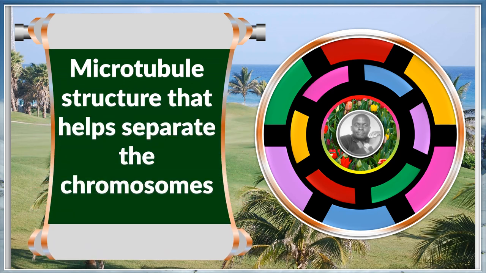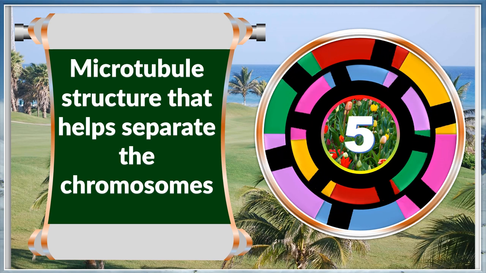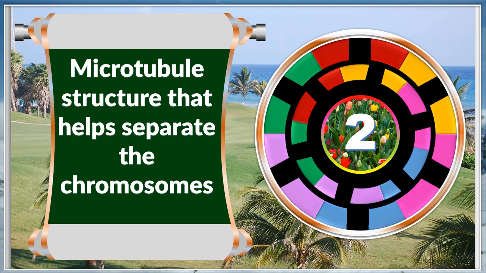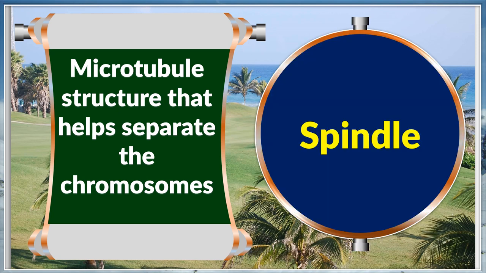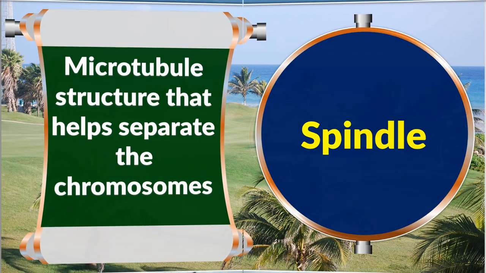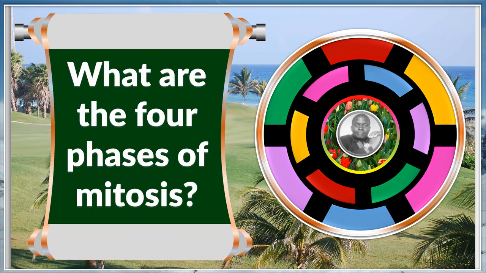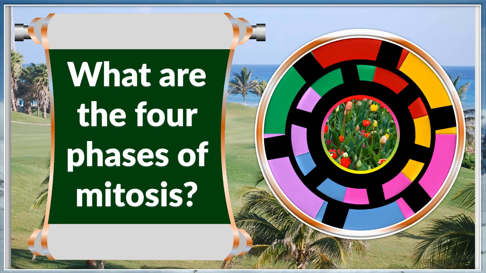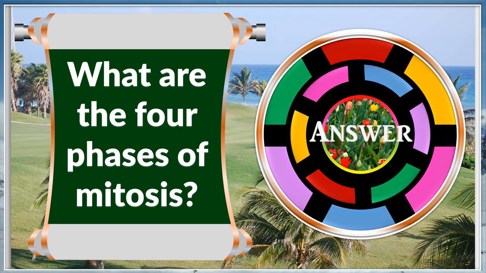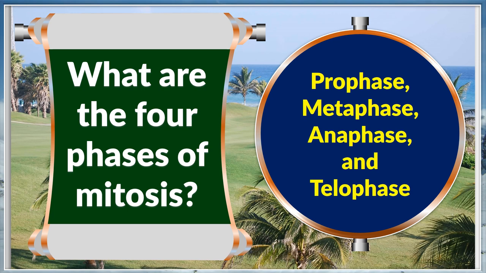Microtubule structure that helps separate the chromosomes. Spindle. What are the four phases of mitosis? Prophase, metaphase, anaphase, and telophase.